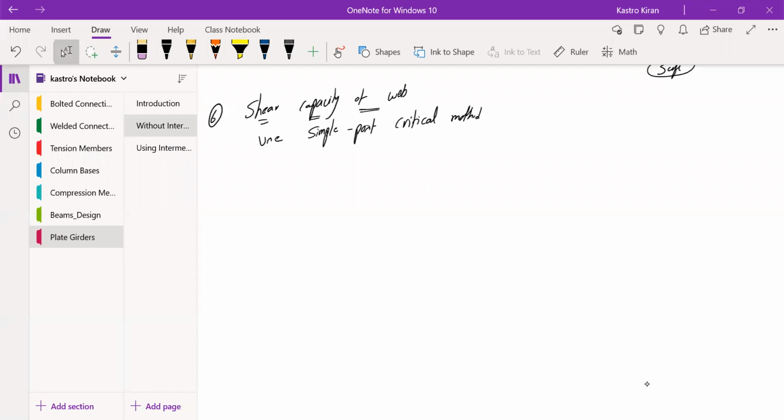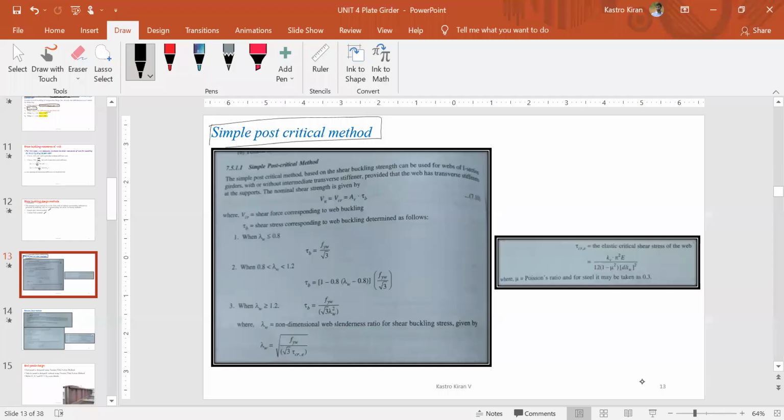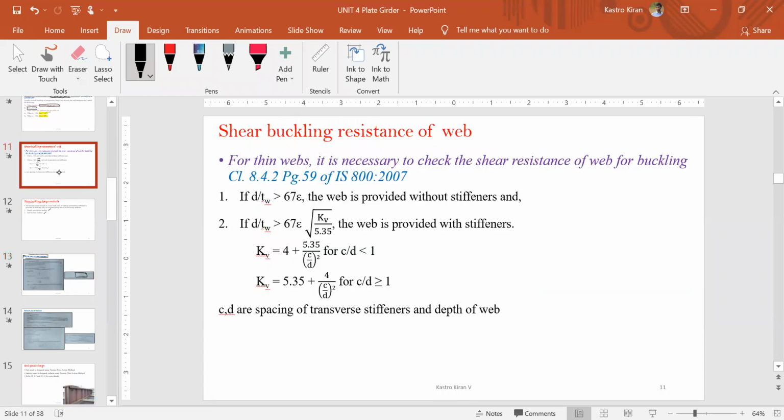Okay. So now let's solve for the shear capacity of the web using the simple post-critical method. Here again, the conditions are, if you check those formulae written in the last class, you must know these formulas. Ultimately we'll be finding tau CRE, that is kV pi square E upon 12 into 1 minus nu square into d by tw whole square. This is available in your code book. If you go to clause 8.4.2, you will find these methods. You can refer to the code book later.